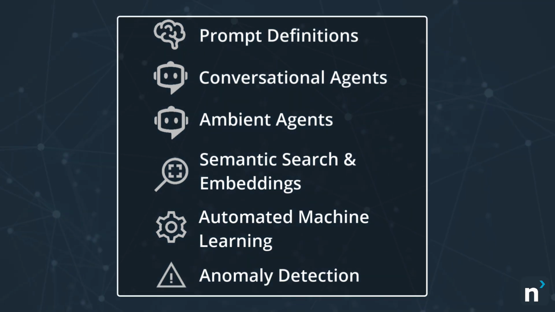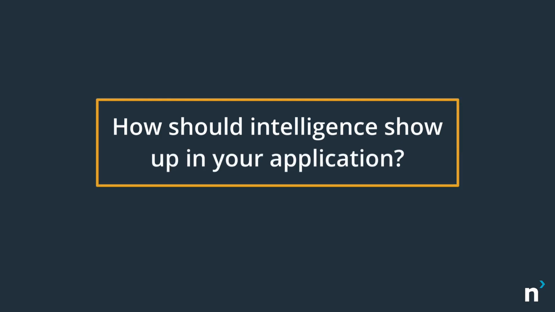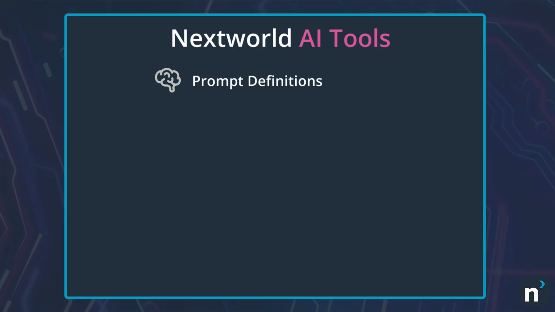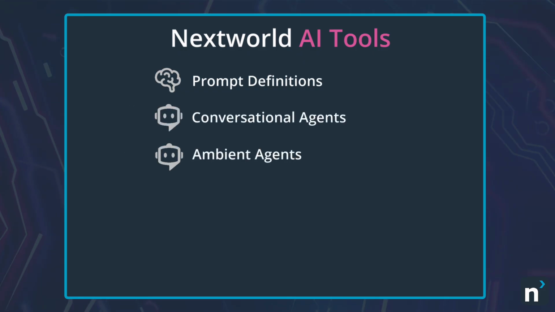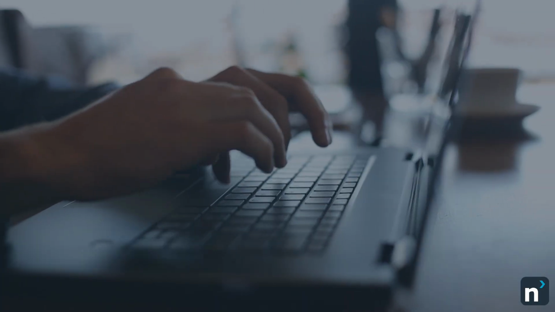All AI features in Nextworld exist to answer one question: how should intelligence show up in your application? The tools we'll talk about: prompt definitions, conversational and ambient agents, semantic search, automated machine learning, and anomaly detection, are different ways of delivering intelligence depending on who needs it and how they interact with the system.